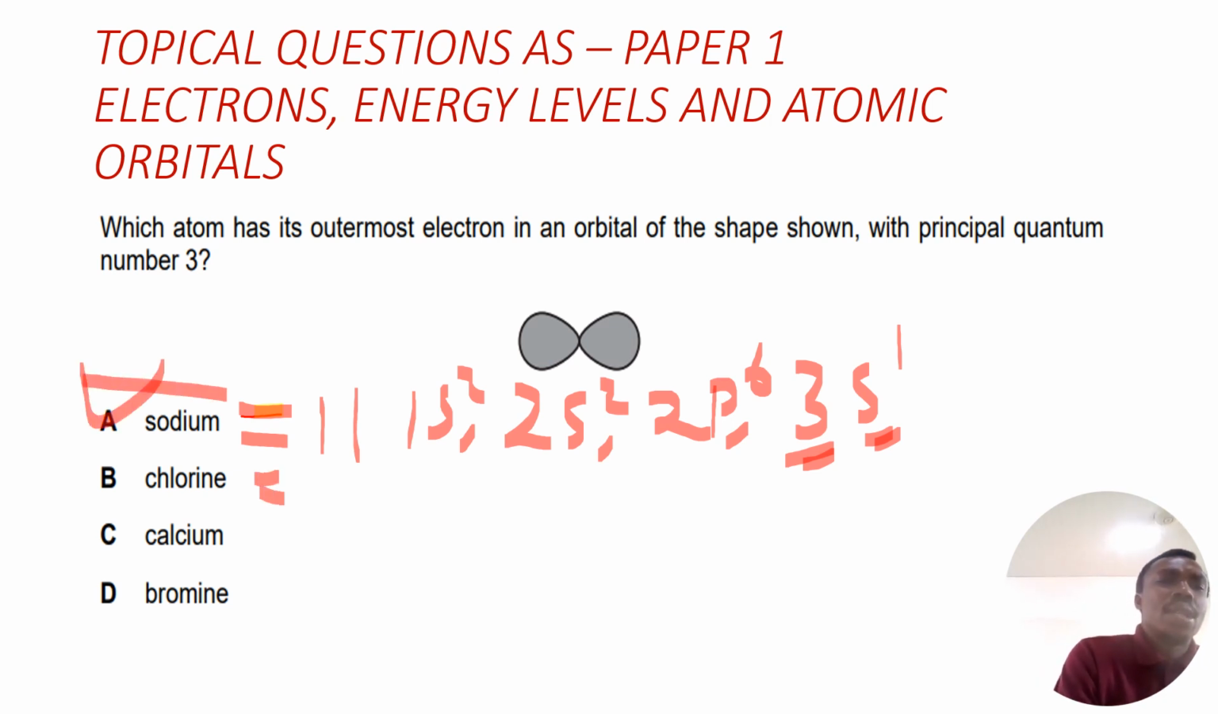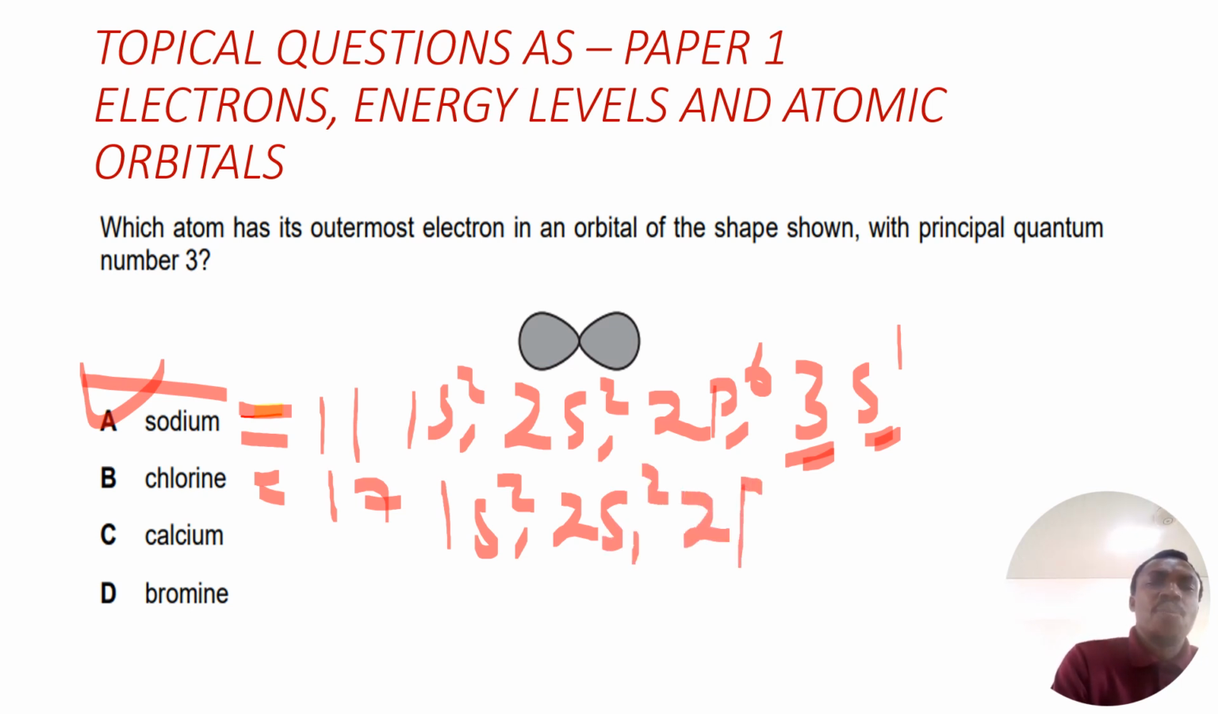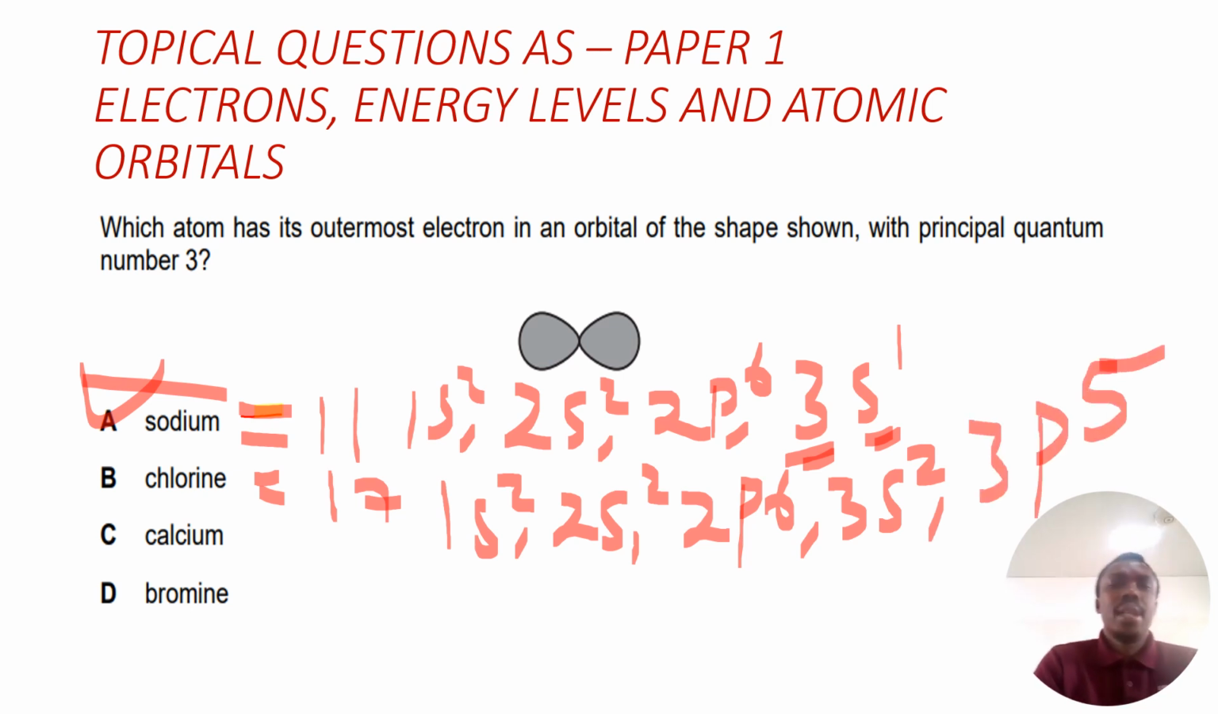Let's go to the second, which is chlorine. Chlorine is 17, which is 1s2, 2s2, 2p6, 3s2, then 3p5. So they say which atom has its outermost electron in an orbital of the shape shown with principal quantum number 3.